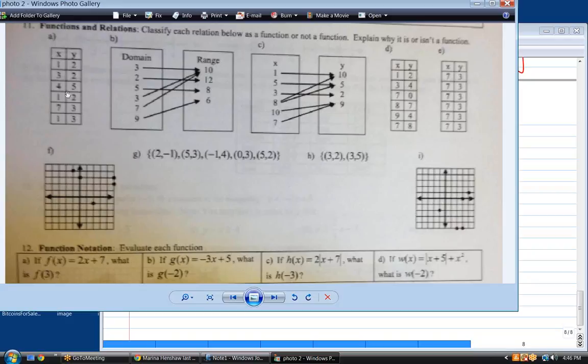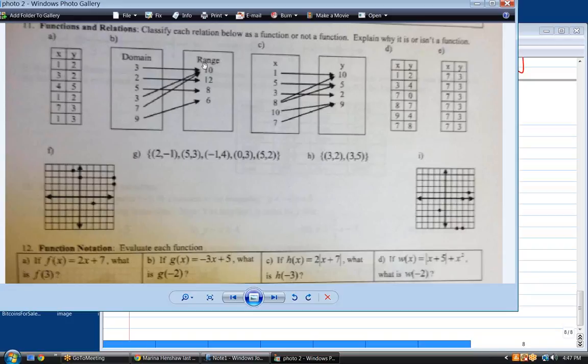B is the same thing as A, only instead of a table, they separated it into two, and they're telling us that 3 goes with the 10, 2 goes with the 12, 5 goes with the 8, this 3 goes with that 10, 7 goes with that 10, and 9 goes with the 6. So I could write a table from this that looks just like this. The fact that this is domain and this is range doesn't matter. Domain is the values that x can take on. Range are the values that y can take on.